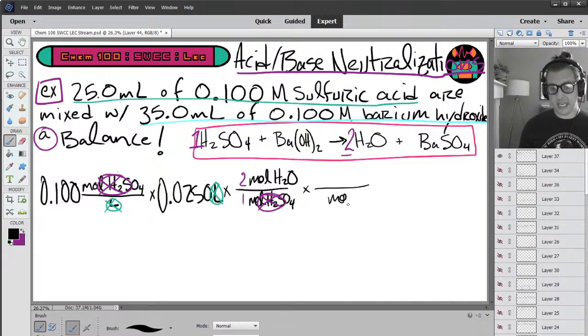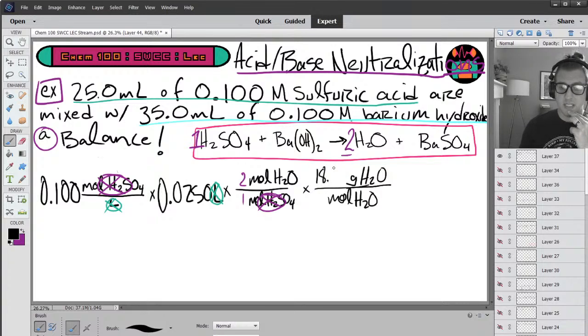Lastly, we need to convert moles of water to grams of water. We've calculated the molecular mass of water before, so when you do, you'll realize it's 18.016. And here, moles of water cancel moles. And now we crunch our numbers.